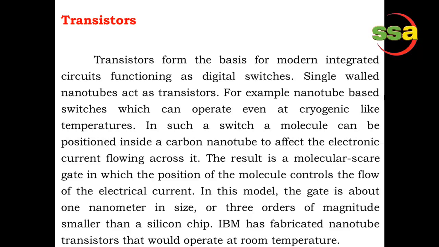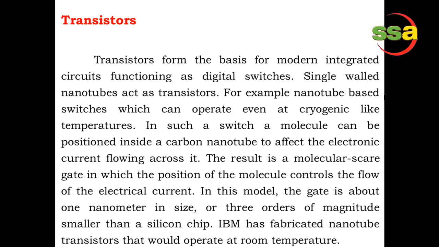Single wall nanotubes act as transistors, and these can serve the purpose of digital switching. Nanotube based switches can operate even at cryogenic temperatures. That means these are also temperature resistant. So in such a nano transistor, molecules can be positioned inside a carbon nanotube to affect the electronic current flowing across it, so that it is a molecular gate, in which the position of the molecule controls the flow of the electrical current, by reducing the emissions, the wear and tear, the failure frequency, and so on.